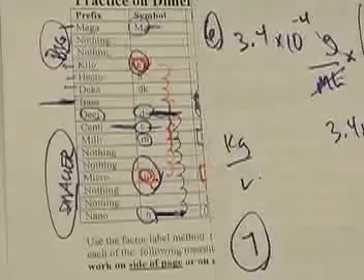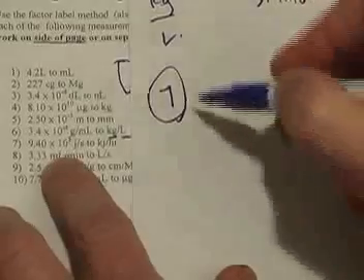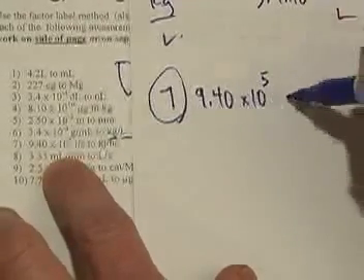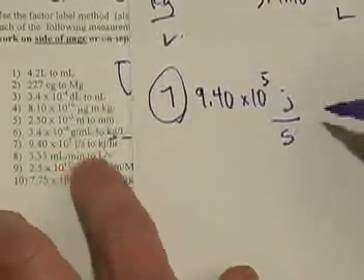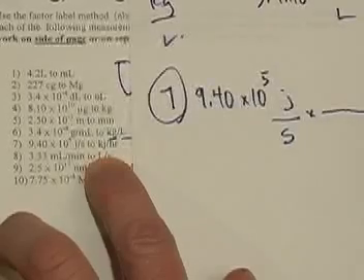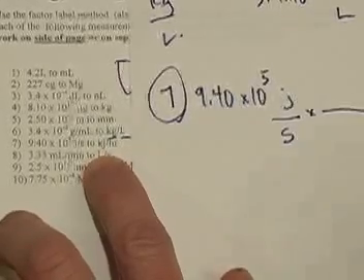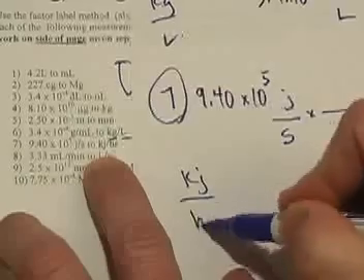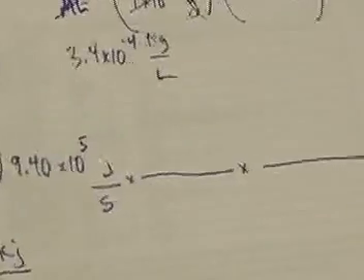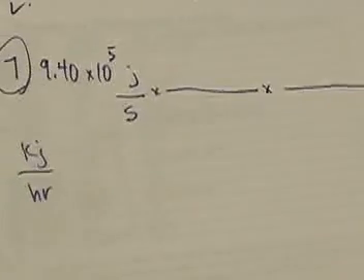Moving on, number 7. 7 says we have 9.4 times 10 to the 5th joules per second, and then we're going to go to kilojoules per hour. So multiply sign, put a line, and then go ahead and multiply sign and put a line again, because we're going to change 2 things to kilojoules and hours. And we're going to need our calculator for this one, because we're dealing with hours and seconds, which are not totally 10-based. So anyway, choose which one you want to deal with first, and let's deal with joules to kilojoules.